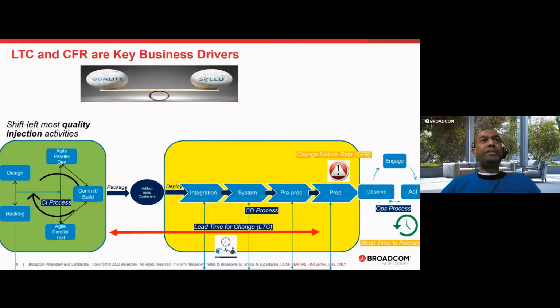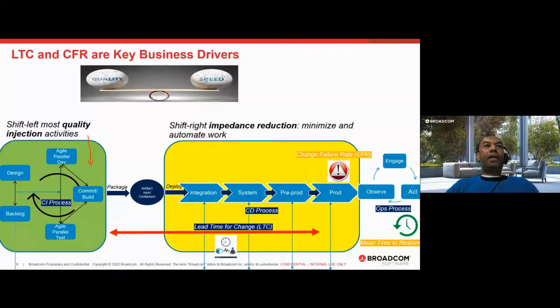So in order to support the minimization of lead time, we need to shift left most of our quality injection activities, right? I'm a big believer that quality has to be injected and not tested out. Testing can only help you so much. So we have to inject quality based on our quality goals in the CI part of the life cycle. This is really where the creative work happens, right? And in the CD part of the life cycle, this is where we need to focus on impedance reduction, because everything that we do here that's an overhead slows us down, right?